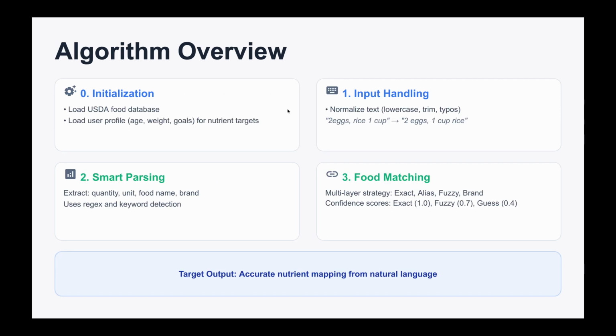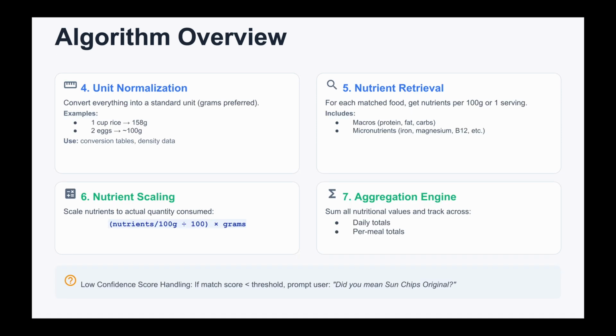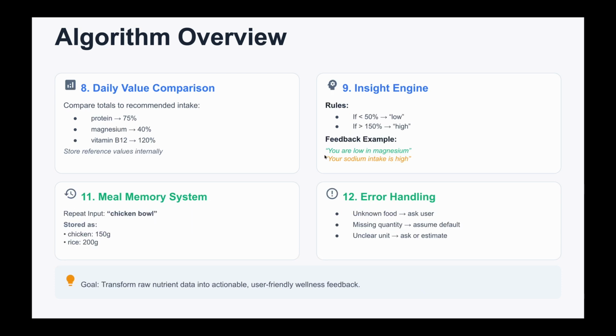The algorithm. First, the app loads the database. Then it takes user input, parses the food, matches it with the database, converts units to grams, gets nutrients, scales the values, and adds everything into daily totals.